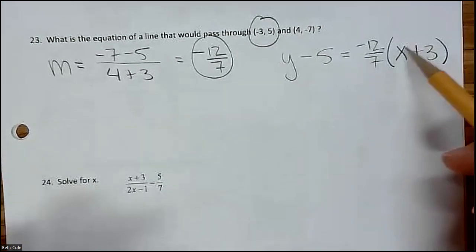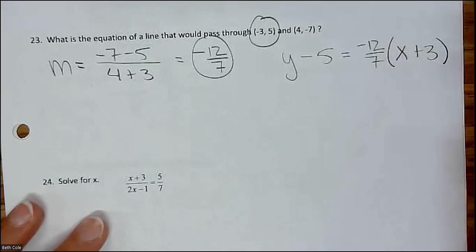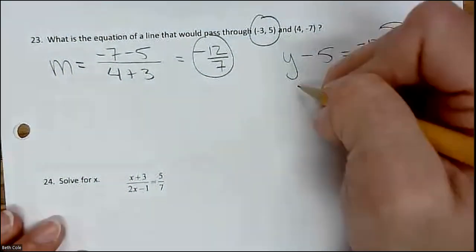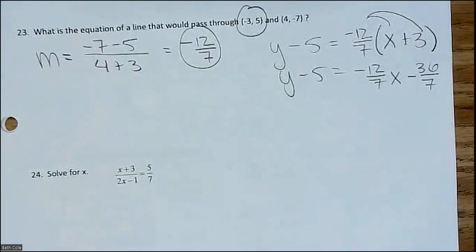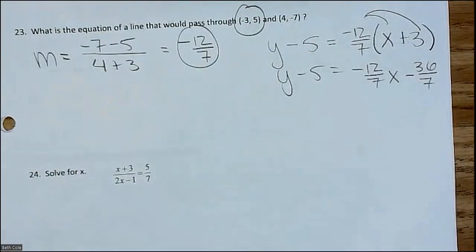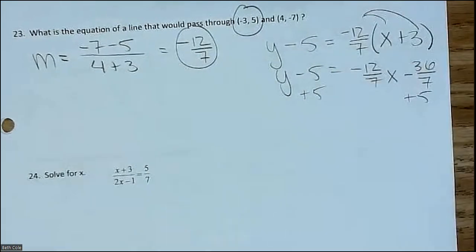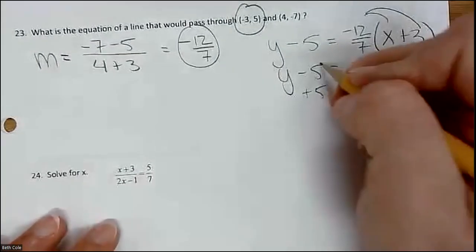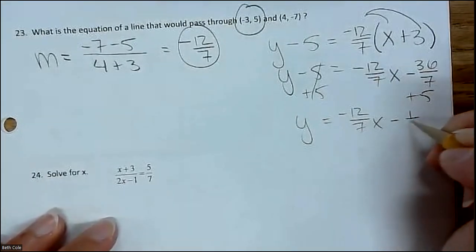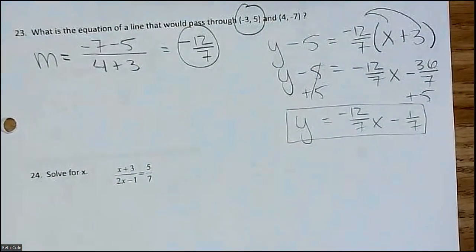From there, you just rearrange it. What would you do with the -12/7? Yeah, distribute. So that's going to be y minus 5 equals negative 12/7 x, and then that would be minus 36/7. Again, pretend it was a whole number, okay? And then what's your last step to get it to look like y equals mx plus b? Yeah, add the 5. Let me type that in. So what was it? Negative 36/7 plus 5. You turn that back into a fraction. Negative 1/7 is what that came out to. I just typed it in the calculator. All right, so it would be y equals negative 12/7 x minus 1/7. Pretend it was a whole number. It wouldn't be as bad.